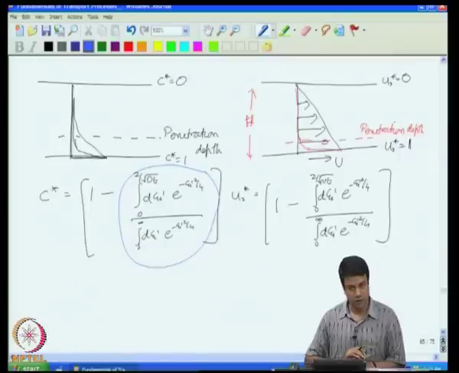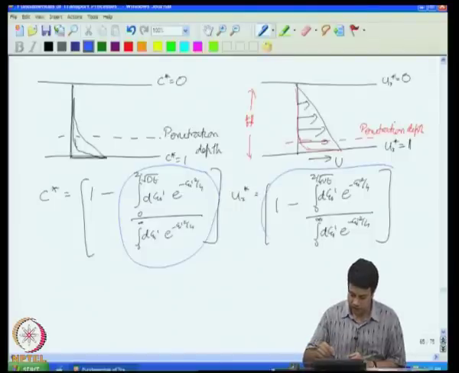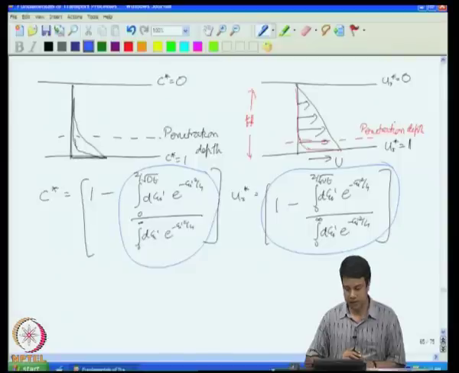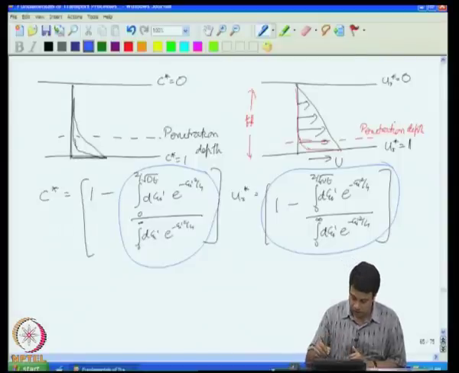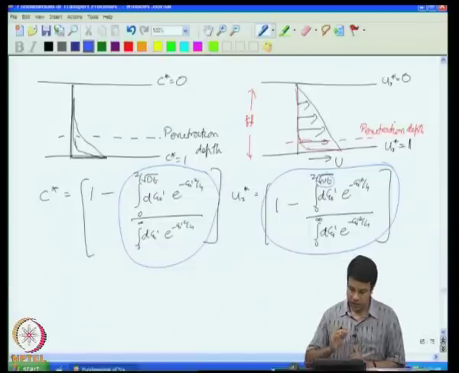Exactly the same for momentum conservation. I have a fluid which is initially at rest, and both surfaces are at rest. At time t equal to 0, I instantaneously start moving the bottom plate with a velocity U. In terms of the scaled velocities, I get the exact same solution, except that instead of the mass diffusivity, I have the momentum diffusivity, or the kinematic viscosity. That is the only difference. So the solutions, when expressed in terms of the dimensionless temperature, concentration and velocity, are exactly the same, except that you have to use the appropriate diffusion coefficient, whether it is mass diffusivity, thermal diffusivity or kinematic viscosity, as the case may be. In all three cases it is exactly the same.